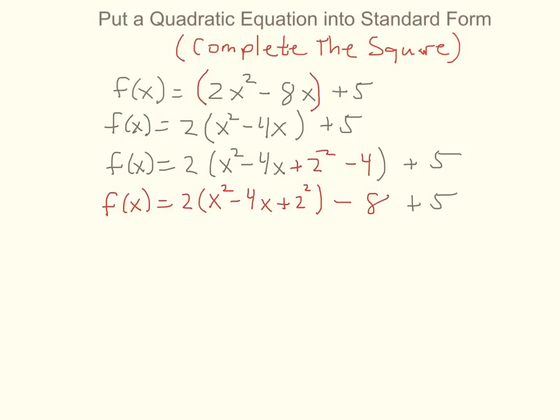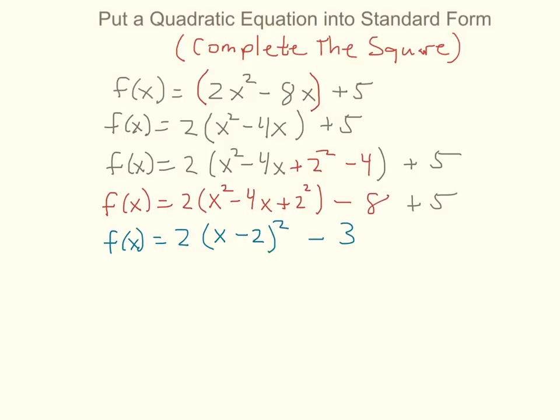And now at this point, in terms of finishing this up, f of x is going to be 2 times the quantity. Well, remember, the only reason we complete the square is because of how it's going to factor. It's going to be 2 times the quantity of x minus 2, that thing squared, and then negative 8 plus 5 is going to be negative 3.